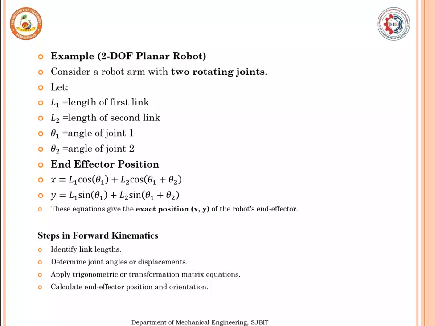What are the steps we follow in forward kinematics? Identify the link lengths, determine the joint angles or displacements, apply trigonometric or transformation matrix equations, and calculate the end effector position and orientation. Like this, different steps are used in the forward kinematics of the robot. From the base of the robot, it is transferred through the link lengths and joint angles, and the end effector position and orientation are calculated at each part, so that the robot is able to work within the work volume.